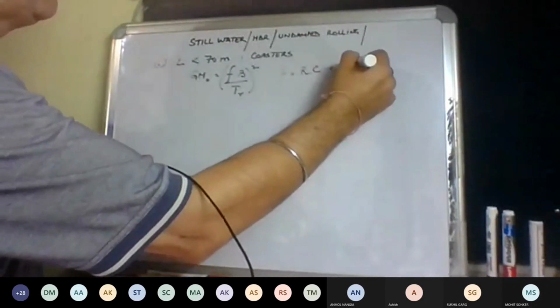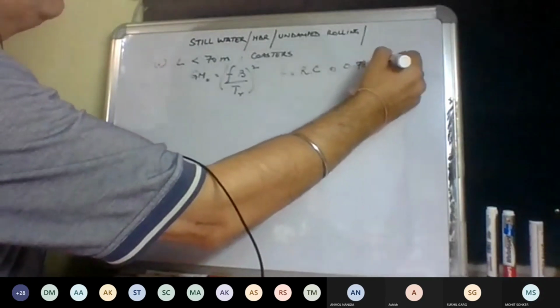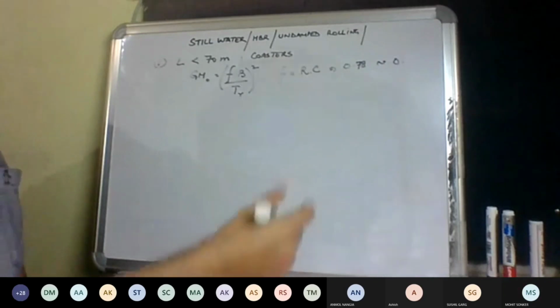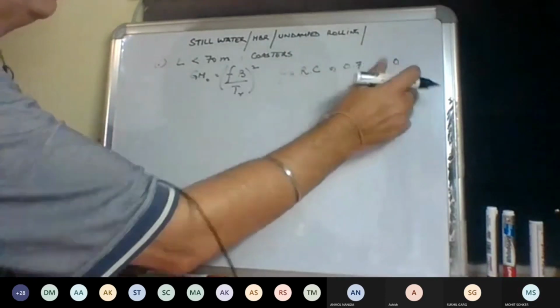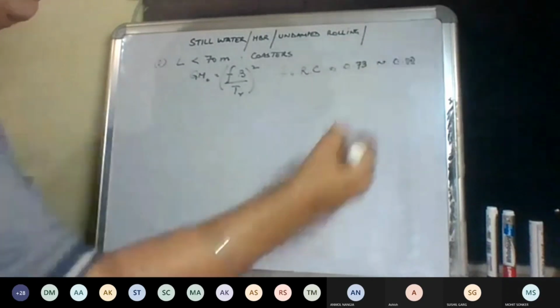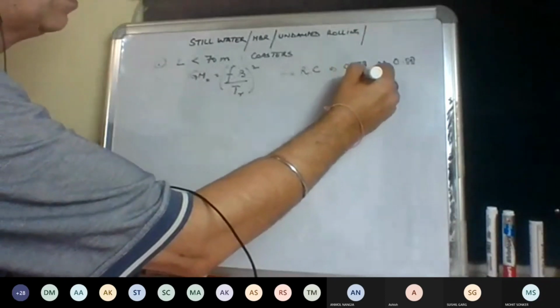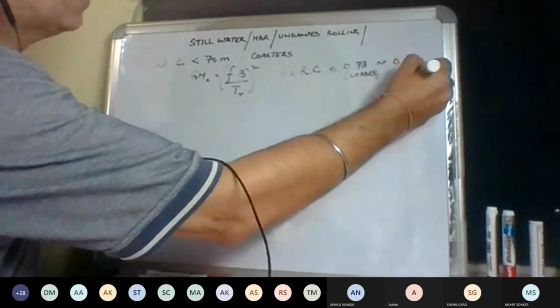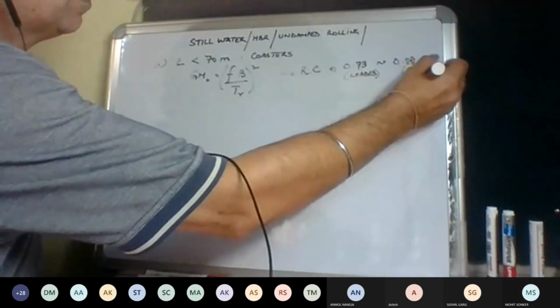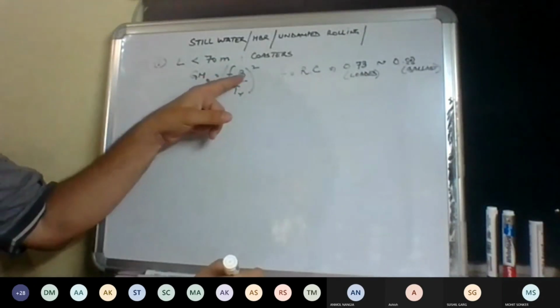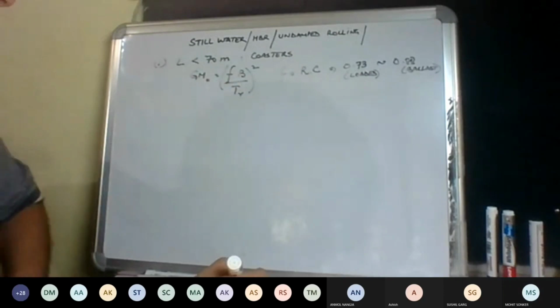and its value varies from 0.73 to 0.88, where 0.73 is for a loaded vessel and 0.88 is for a vessel in ballast. B is the breadth of the vessel. TR is the time period of roll.